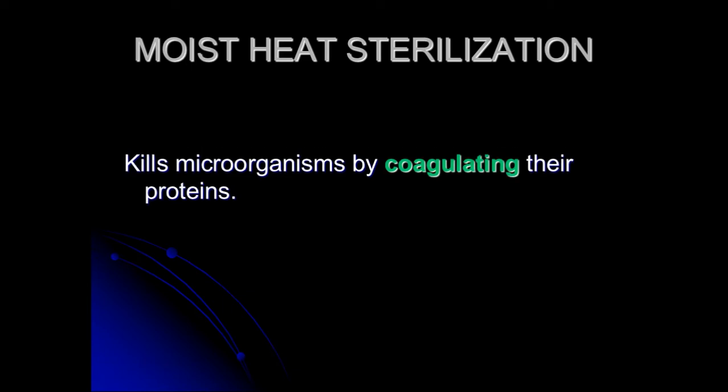Now the next method is sterilization using moist heat. Up till now we have seen sterilization by dry heat. Now we come to moist heat, and the killing effect of moist heat is by coagulating proteins. While in dry heat we have seen that organisms are destroyed by oxidizing or actual burn up, here the organisms are killed by coagulating their proteins.